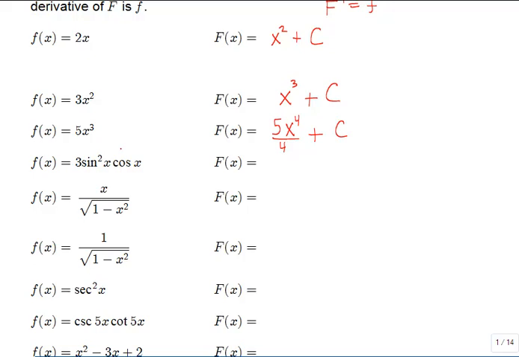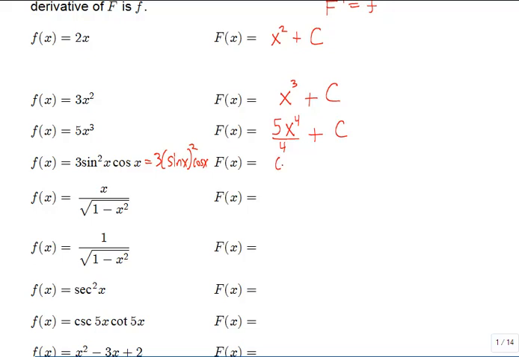So now if we look at this next example, 3 sine squared x cosine x. This one is a little bit trickier to do. You have to think a little bit about this before you could probably guess or figure out what it is. The idea behind this and the thing that you want to be thinking about is your chain rule. If you want, you could rewrite this as 3 sine of x quantity squared cosine x, and that might help you see what exactly is going on here.